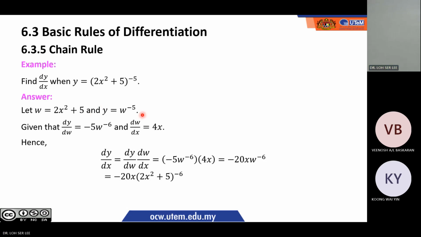Differentiate y with respect to w. So dy/dw is -5. You put it in front, and then -5 minus 1, you get -6. So this is dy/dw.